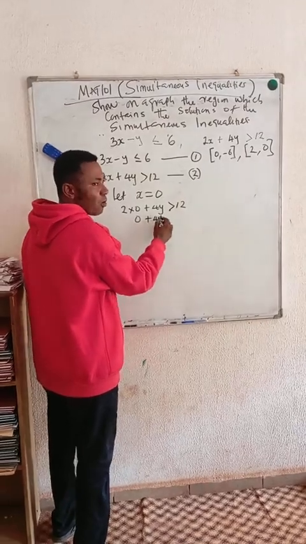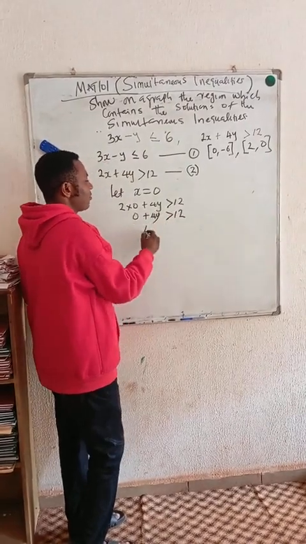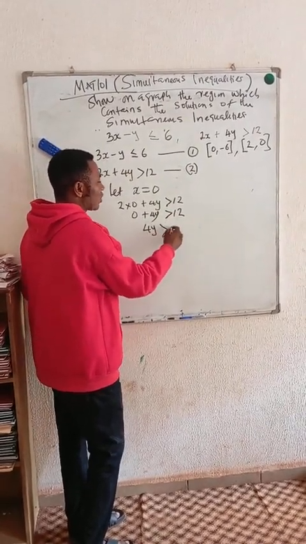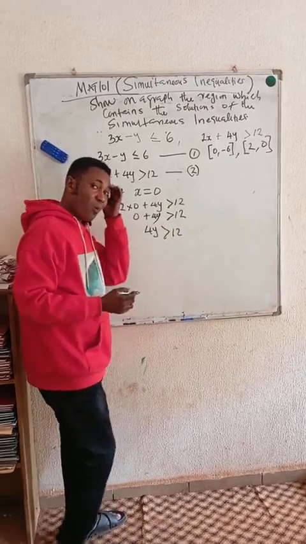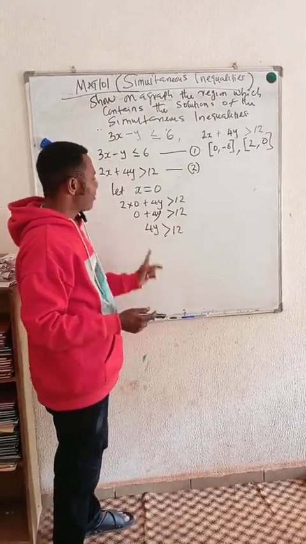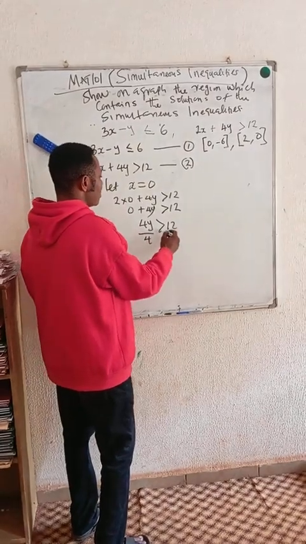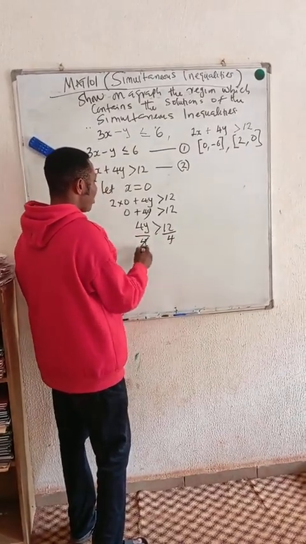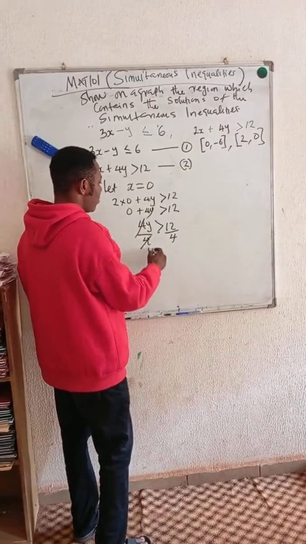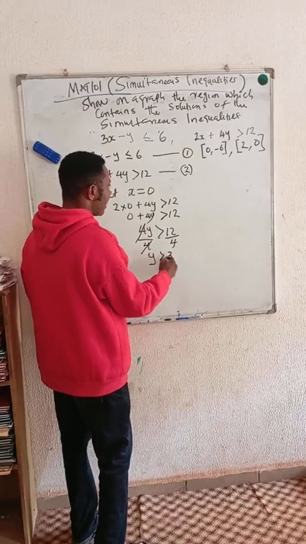Plus 4y greater than what? 12. Then 4y is greater than 12, because 0 plus 4y is the same as what? 4y. Then how do we get y? We divide both sides by 4. Now 4y all over 4, 12 all over 4. 4 cancels out 4. y is now greater than 12 divided by 4, you have 3.